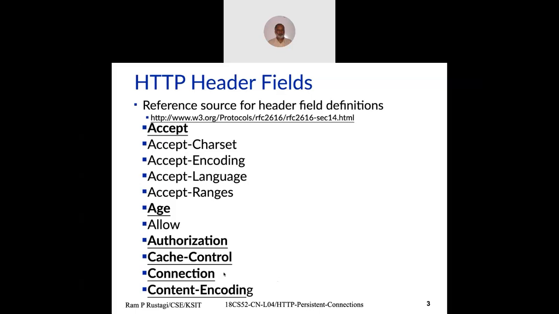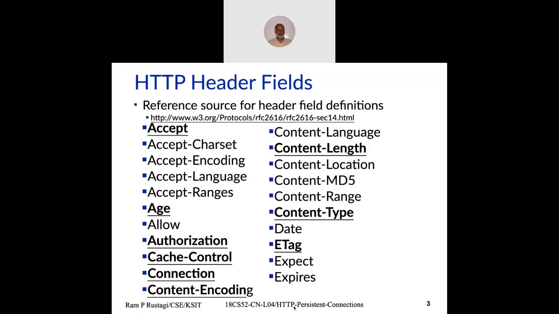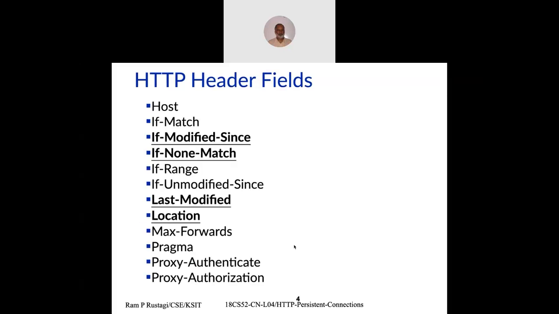Connection is what we study today for persistent connection. Content-Encoding indicates whether content is compressed using gzip or some other method. Look at those headers: we talked about Content-Length and Content-Type. ETag is again related to caching, so we look at it tomorrow. And then you have more headers. Again, If-Modified-Since, If-None-Match, and Last-Modified are related to caching. When you study caching tomorrow, we look at these headers.